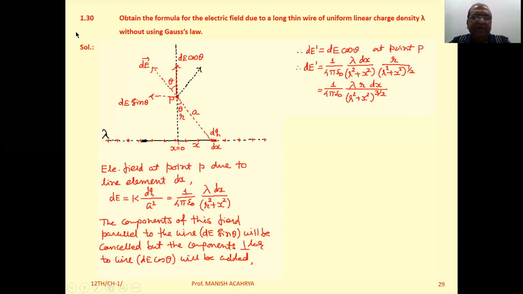Example 1.30. Obtain the formula for the electric field due to a long thin wire of uniform linear charge density lambda without using Gauss's law.